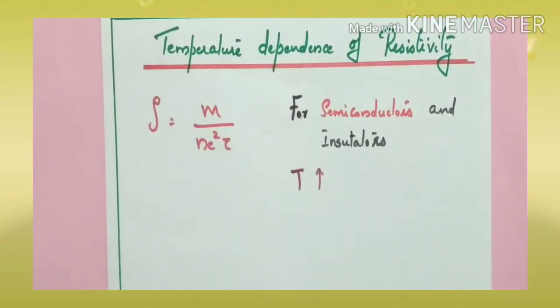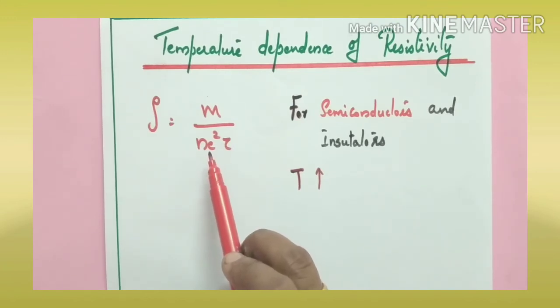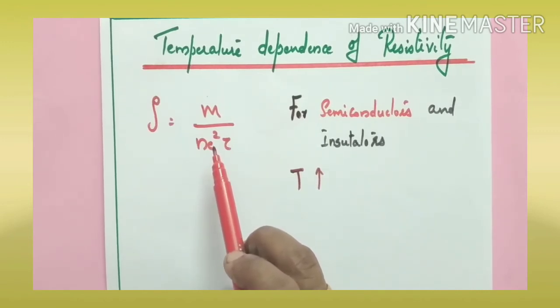Now, for semiconductors and insulators, we have resistivity given by rho equals m divided by n e square tau. Here also, as temperature increases, what happens to the speed of free electrons? The thermal speed of the free electrons increases. Relaxation time decreases. But in the case of semiconductors, as temperature increases, n, the number density, the number of free charge carriers per unit volume, increases exponentially. That means as temperature increases, more and more free electrons are produced, and holes are also produced in the case of semiconductors.